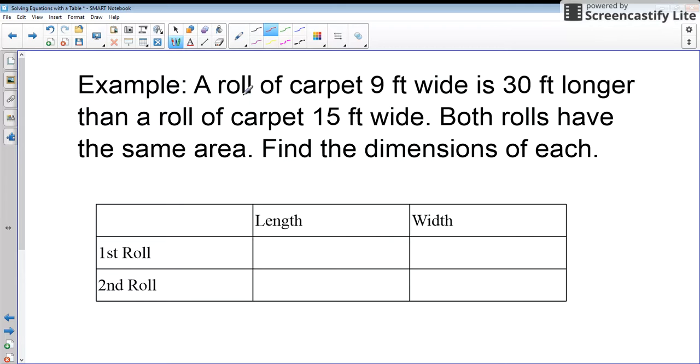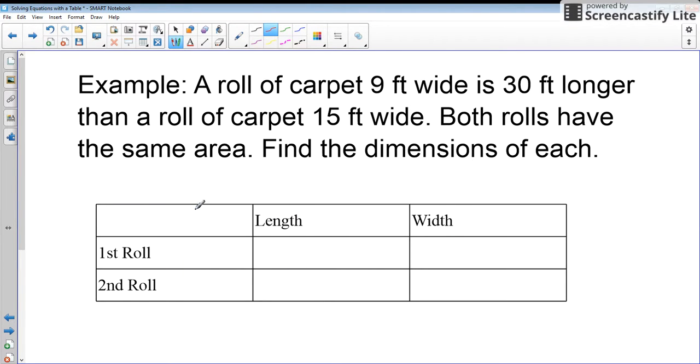So, a roll of carpet 9 feet wide is 30 feet longer than a roll of carpet 15 feet wide. Both rolls have the same area. Find the dimensions of each. So if you tried what we did before and just sort of mark this up, you're going to run into a wall in that it's very unclear what the equation is going to be. And that's where the table comes in. So let's fill in things. I already have the table made. Eventually you'll be making your own, but just for today, I'll always give you the table. You just need to fill it out.